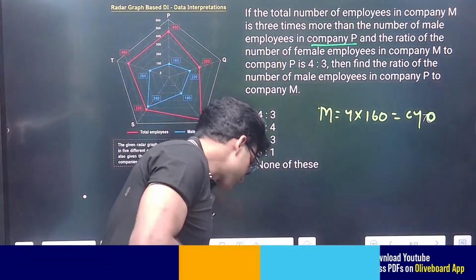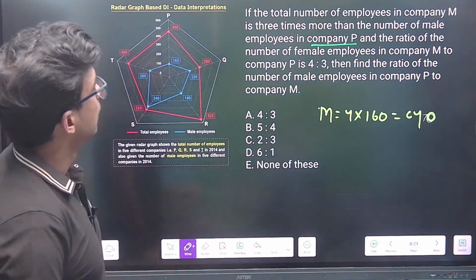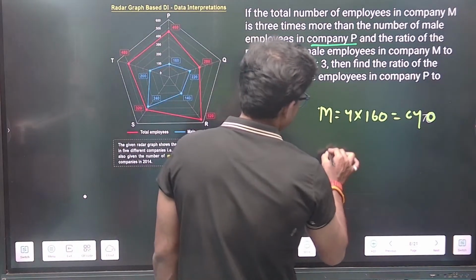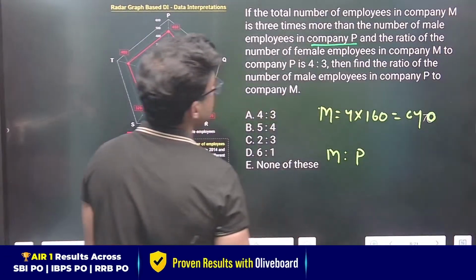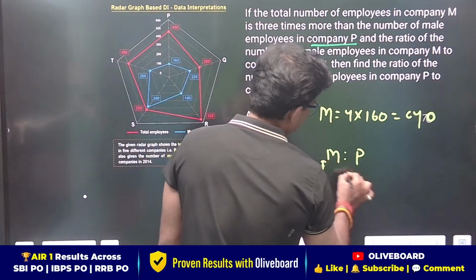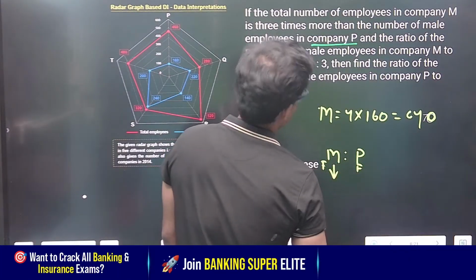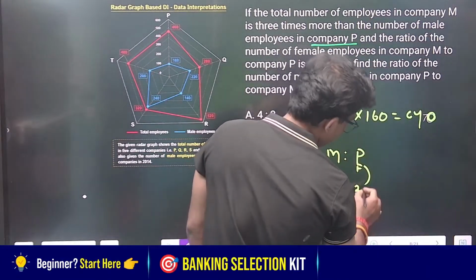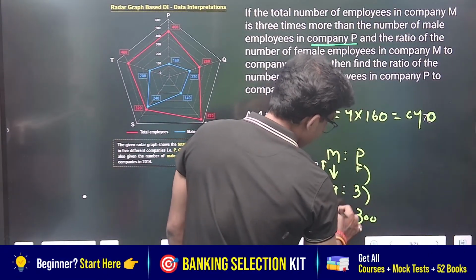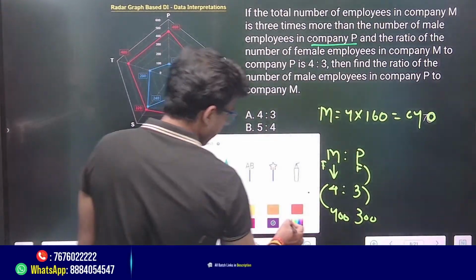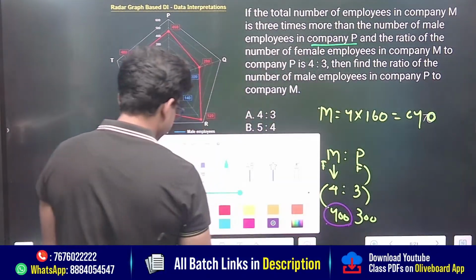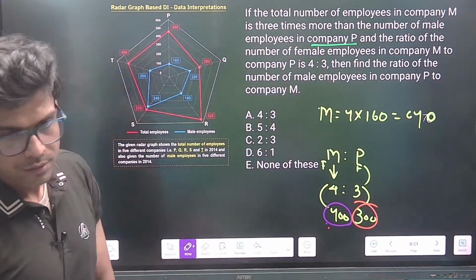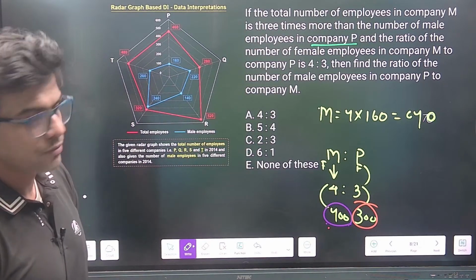Yes, now? First you see, guys. And the ratio of the number of female employees in company M to company P. Now, company M to company P, the ratio of female is basically 4:3. But you know the female employees in company P is 300. Now, if 3 becomes 300, 4 becomes 400, clear? If 3 becomes 300, then 4 will become 400.